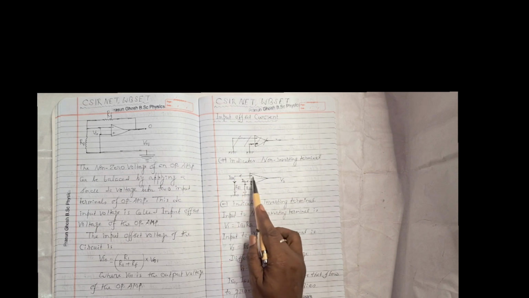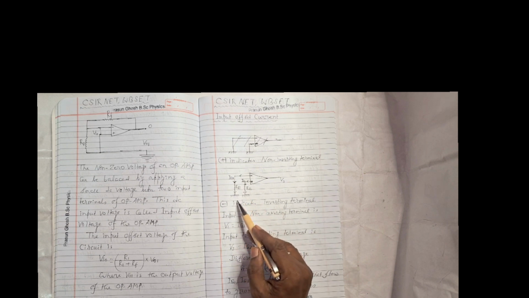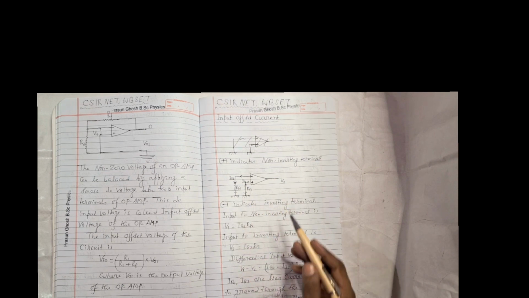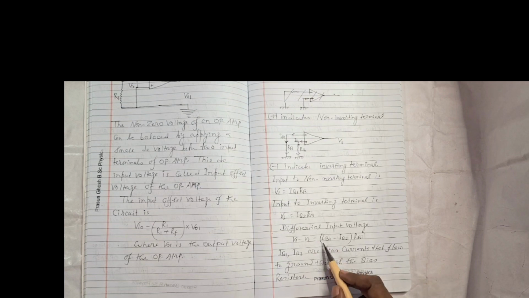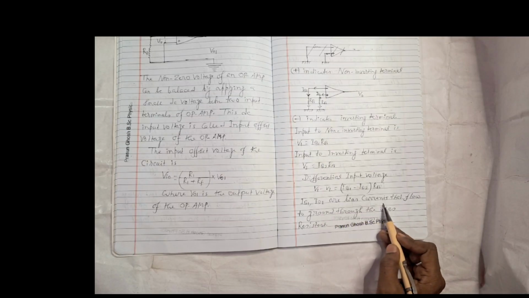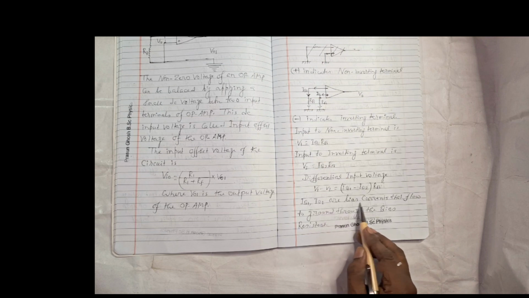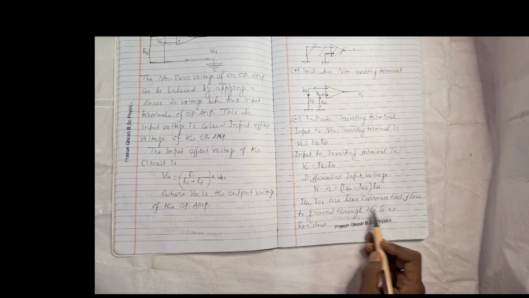So this is IB1, this is IB2, flowing through the resistance to ground. This is RB, this is RB. The differential input voltage we can write as V1 minus V2, so V1 minus V2 equals IB1 minus IB2 times RB. IB1 and IB2 are the bias currents that flow to ground through the bias resistance.